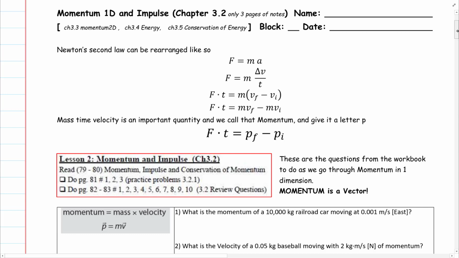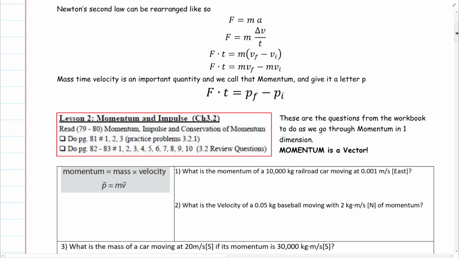So this is going to be a short lesson. Maybe it won't be, depending on how much momentum I have here. Newton's second law can be rearranged. We have Newton's second law, F equals ma, and a is the change in velocity over time. The change in velocity is final minus initial, but I've also moved the time over, so that we get the force times the time is equal to mvf minus mvi.